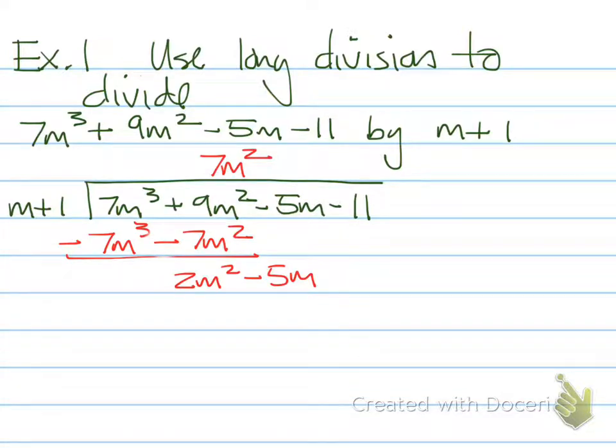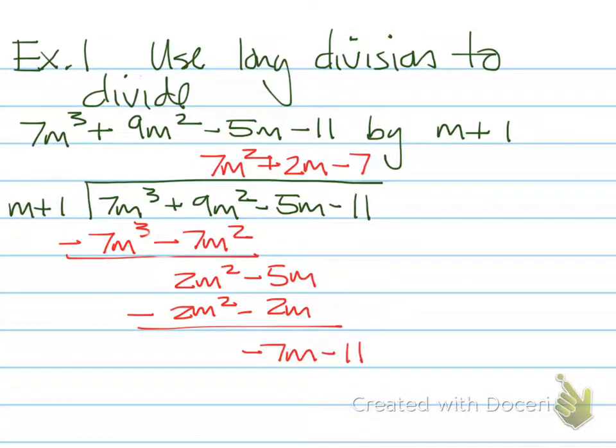What do we have to multiply m by to get 2m squared? And the answer is 2m. So that's the next term in our quotient. Then we're going to multiply the 2m by m to get 2m squared, 2m times 1 to get 2m. Again, subtract those two. Negative 5m minus 2m is negative 7m. Bring down the last term.